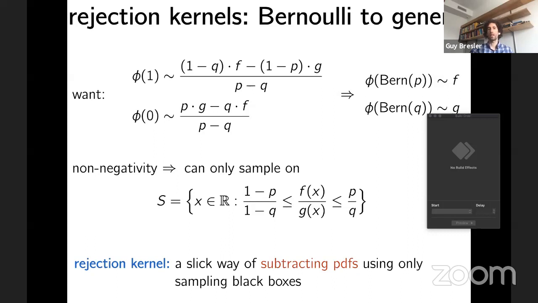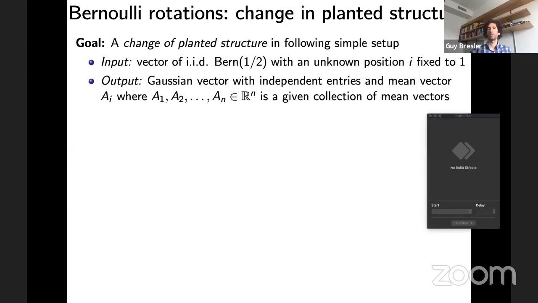Okay, so this is a cosmetic change, this change of measure, change of distribution. Turns out it's also useful for changing the structure of the planted signal. And that's what I'm gonna talk about for the remainder of this talk, is a technique that we call Bernoulli rotations. And so it's a change in the planted structure of the signal.